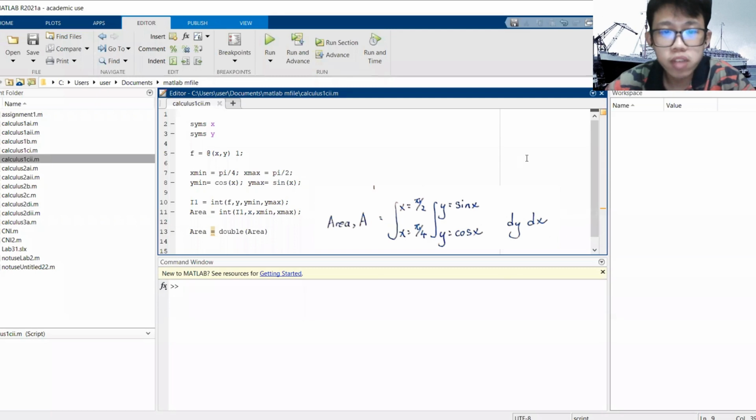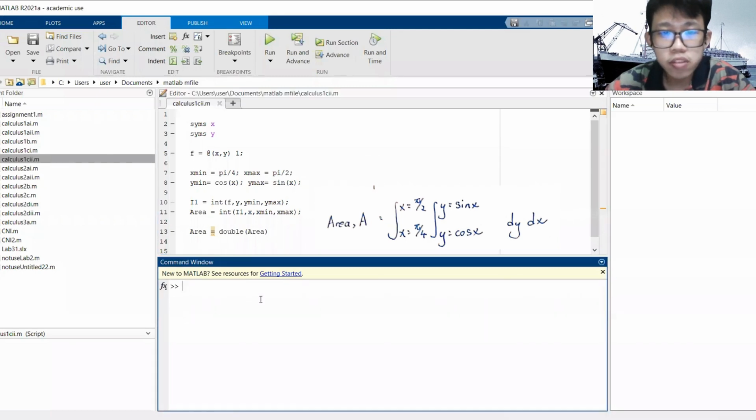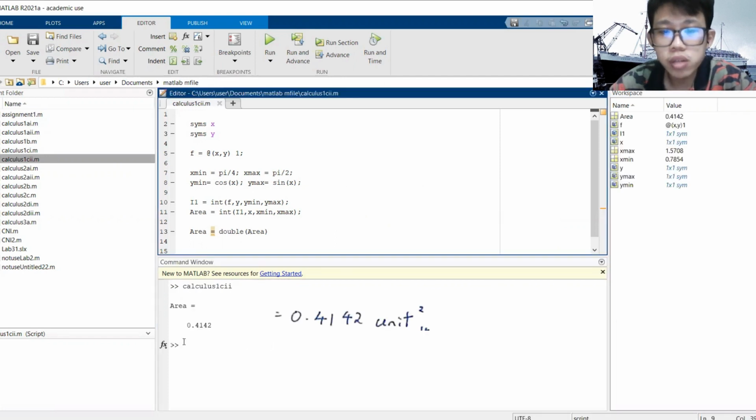For question 1C2, this is the coding for the equation that we use in manual calculation, which is a double integral. For x is from pi over 4 to pi over 2. For y is from cos x to sin x. The result is 0.4142 unit square.